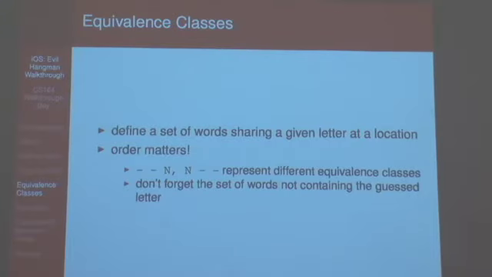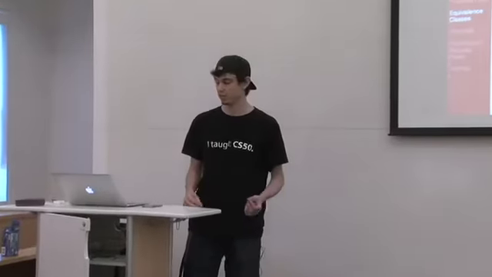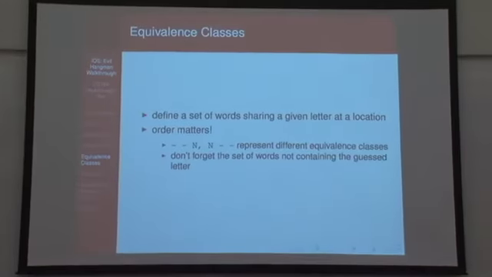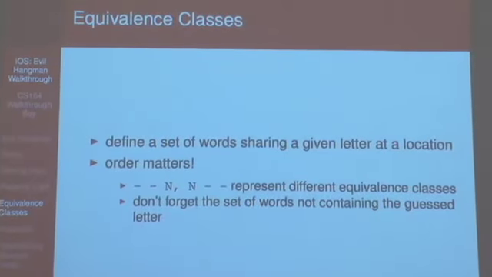Everything in an equivalence class has to share some property. In this case, the property that every element in a given equivalence class shares is that there is a letter at the same location. So the order of the letters matters. In the case we looked at before, that first example, here are two different equivalence classes. The blank blank n class, which consists of all the words that have an n at the third location, and the n blank blank class, which, although it just has one n, is a different equivalence class because the n is in a different position.